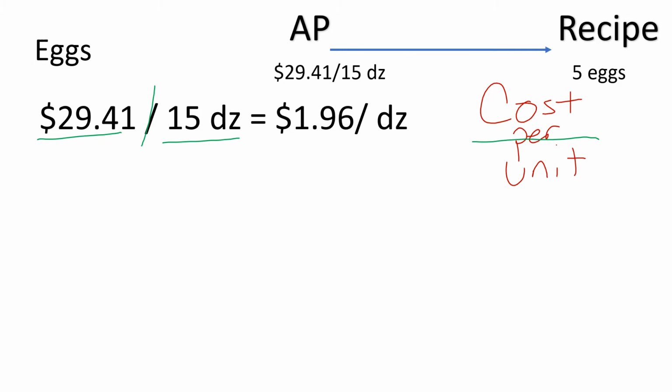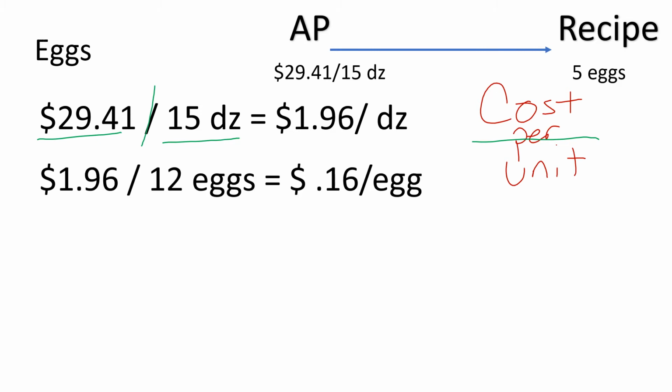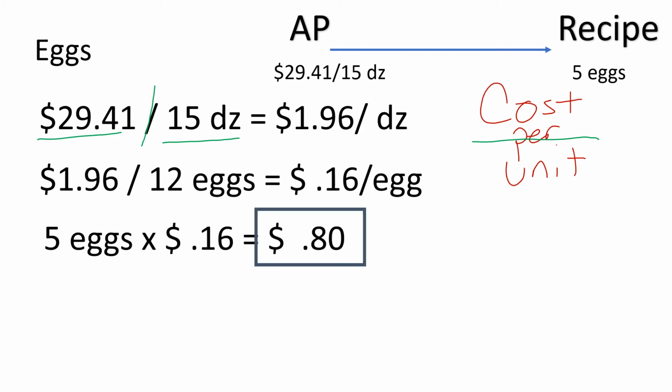Do our units match yet? No, we don't. We have to go one more step. So now $1.96 is the cost for 1 dozen. How many eggs are in a dozen? 12. So now we divide by 12 and we get our cost of 16 cents per egg. Do our units match now? Yes, so now we can simply multiply 5 eggs times 16 cents each, which gives me 80 cents.